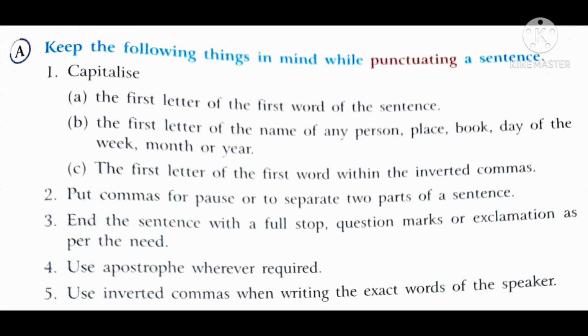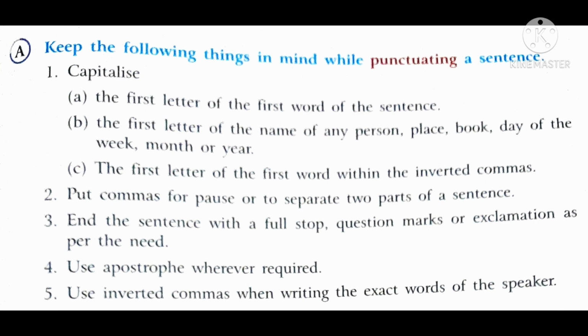Now next one, number 4. Use apostrophe whenever required. So whenever an apostrophe is required in any sentence, we put an apostrophe there. Number 5. Use inverted commas when writing the exact words of the speaker. So whenever we have to write the exact words of the speaker, we put them in inverted commas. So these are the points we have to keep in mind while punctuating a sentence or while writing any sentence.